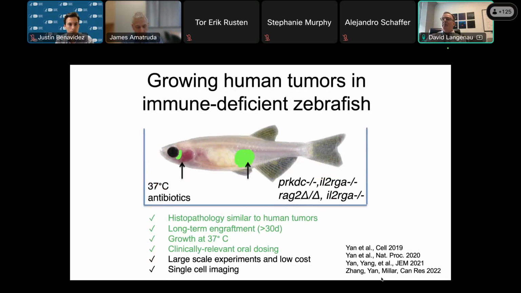You can also engraft tumors into 2 different places. Either you can engraft up to 1 million cells into the peritoneal cavity, or you can engraft about 50 to 100,000 tumor cells into the eye musculature. And these are really great for imaging, as I'll show you. One of the other powers of this approach is that you can use oral gavage to give clinically relevant dosing for these animals. And they are also fairly large scale because even raising an adult fish only costs a few pennies. In my laboratory, we have about 25,000 animals at any given time.